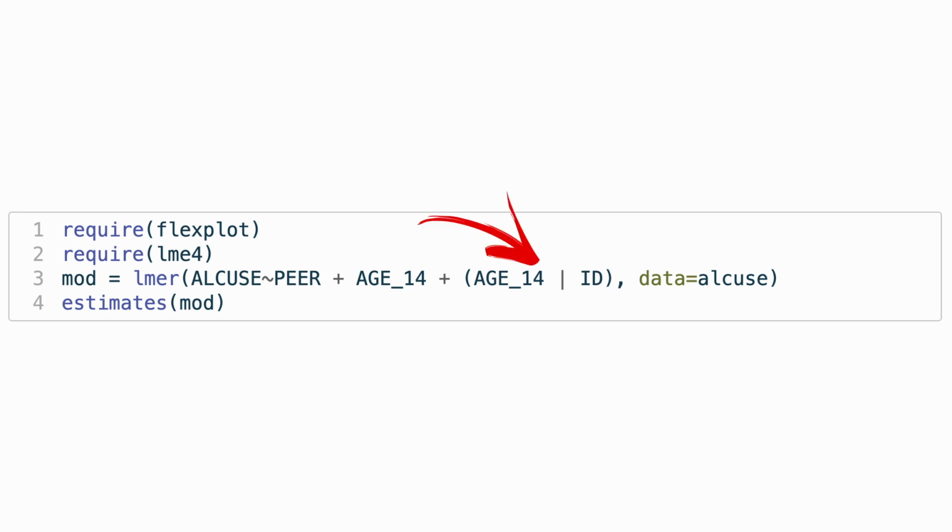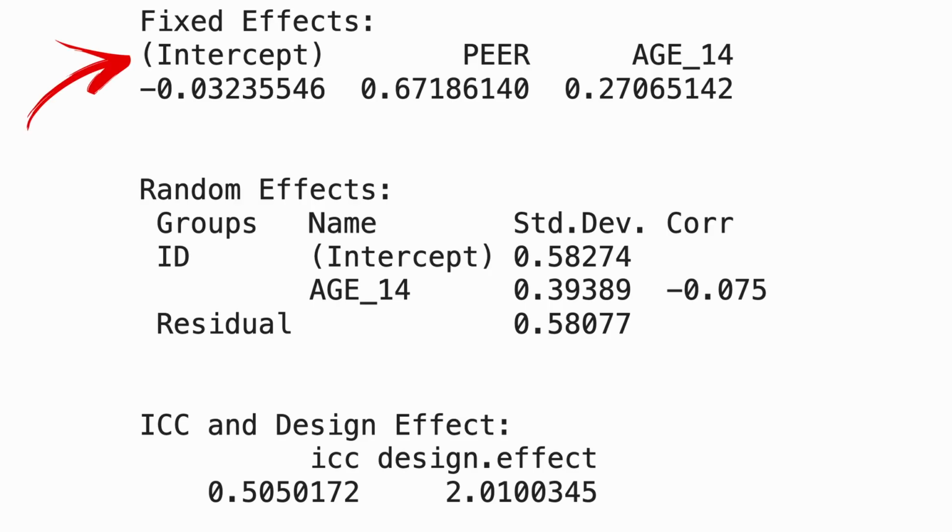And if we were to use the estimates function in flexplot, it's the same! Wow! When we used linear models, we did estimates, model, or whatever our model's name was, and it gave us estimates. And now, when we're using mixed models, it's the same. Wow, how convenient. Whoever made flexplot is a freaking genius. Yeah, thank you! If we were to do that, we'd get fixed effects, random effects, and the ICC and design effect. We'll go ahead and walk through each of these one by one.